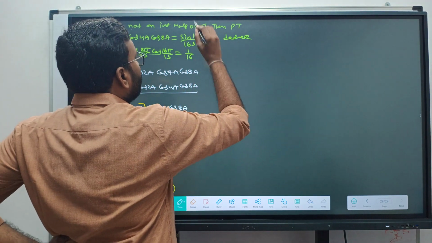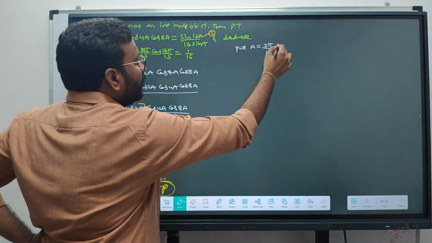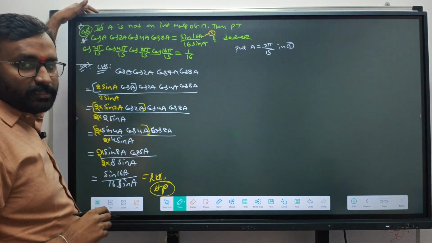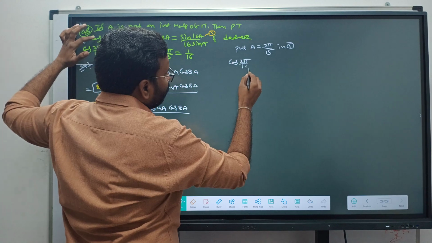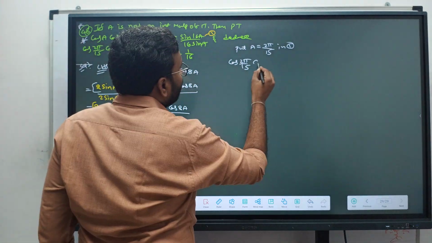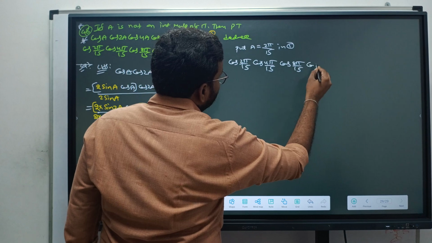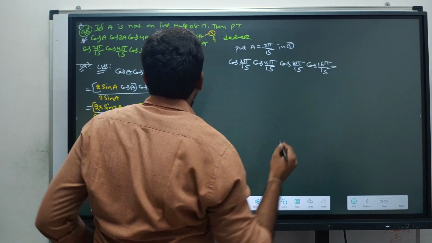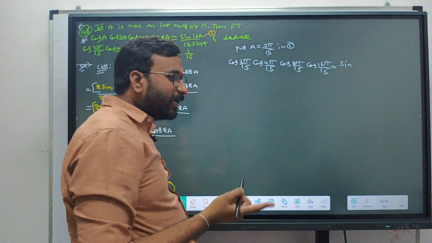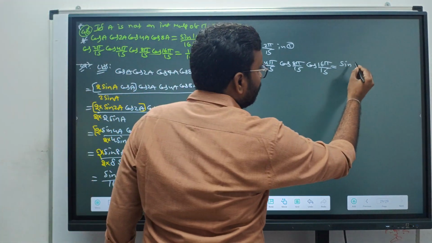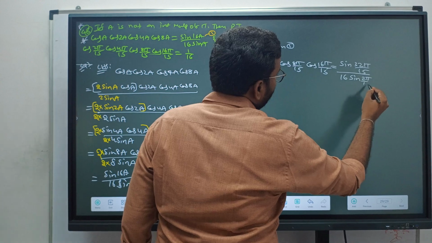So let this be equation number 1. Put A is equal to 2 pi by 15 in 1. Just write A equal to 2 pi by 15. Now it will become cos A, cos 2 pi by 15, then cos 2A, cos 4 pi by 15, again 4A, 8 pi by 15, 16 pi by 15 is equal to, we have the proof: sin 16A by 16 sin A. So sin 16A, sin 16 into A means 2 pi by 15, so 16 into 2, 32 pi by 15, by 16 sin A means 2 pi by 15.